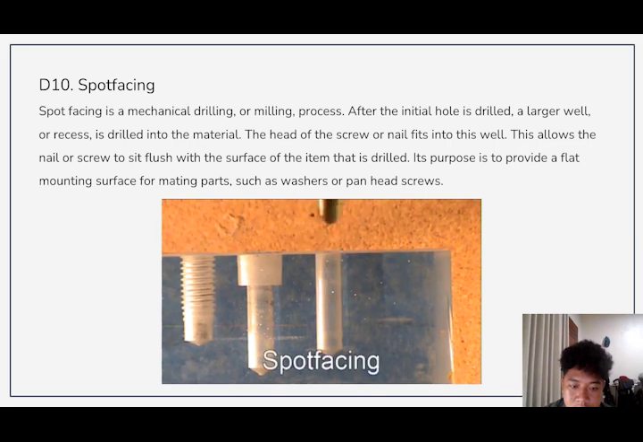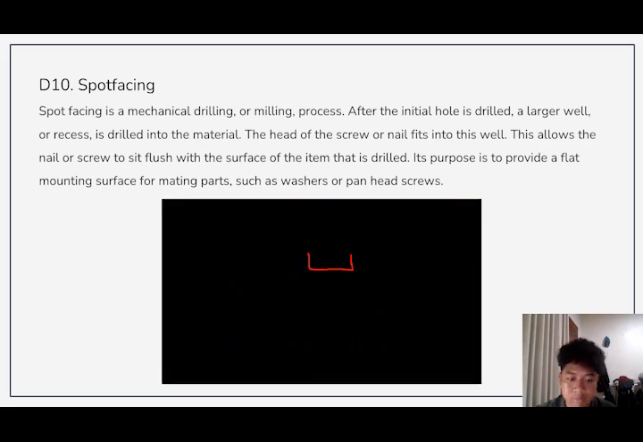Spot facing is used a lot of times on castings when the surface is uneven to help the fastener to sit down. And this is the process of making a surface, spot facing.